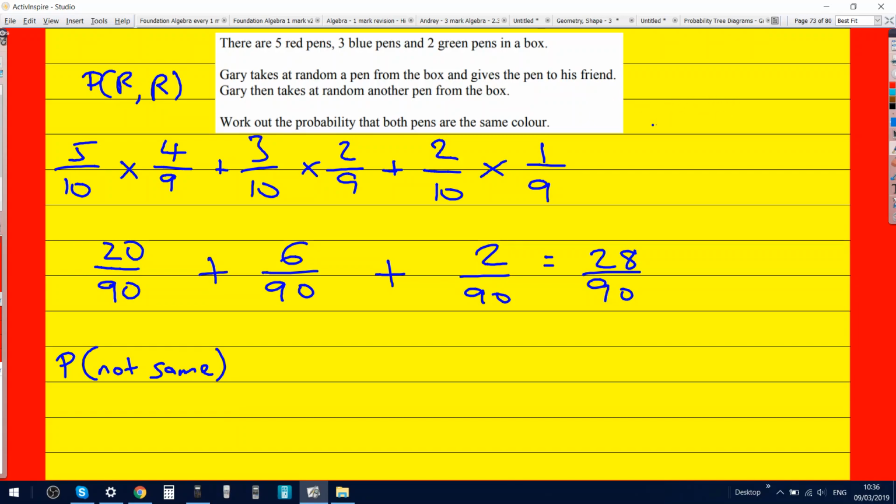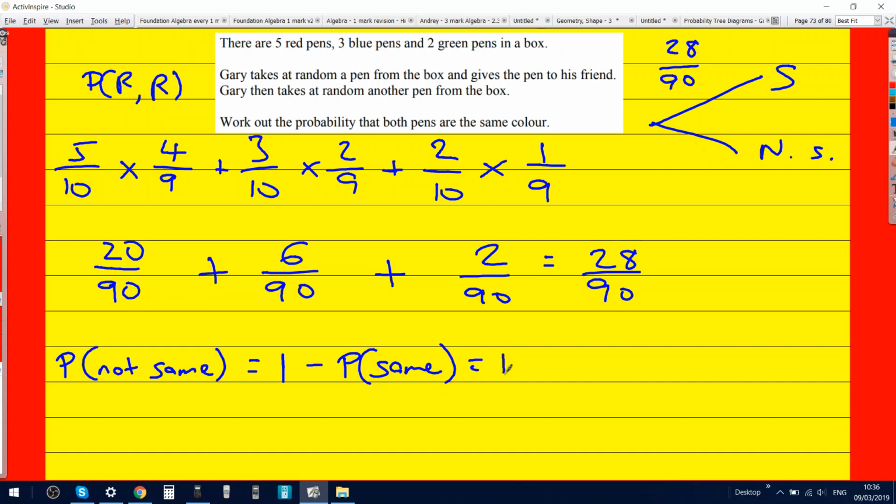What if it was a tree diagram? Yeah. And that was same, and that was not same. Okay. And that was 28/90. So the next two, it'd be 62/90. Yeah, and so the way you do that is 1 minus the probability that they are the same, which is 1 minus 28/90, which is 62/90. Yeah, any questions about that one? No.